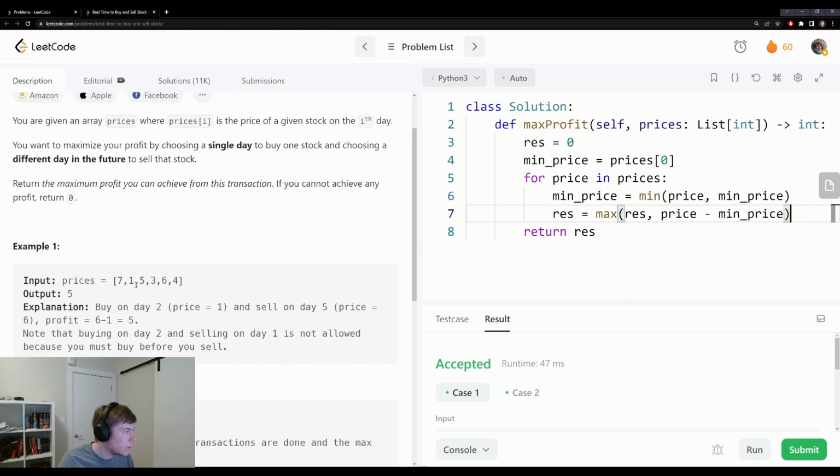So pretty much every day after this day that it was worth 1, we're essentially saying that we would have bought at price 1, and then we're selling at 5, we're selling at 3, we're selling at 6, we're selling at 4, and we're seeing how much would we make if we had bought at 1. Well, we would make 4, 2, 5, 3. So we take the maximum of all of those, and that will end up being our result in the end.